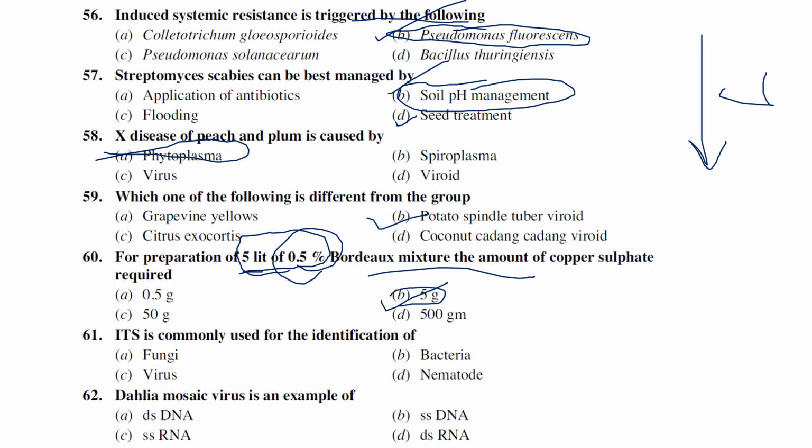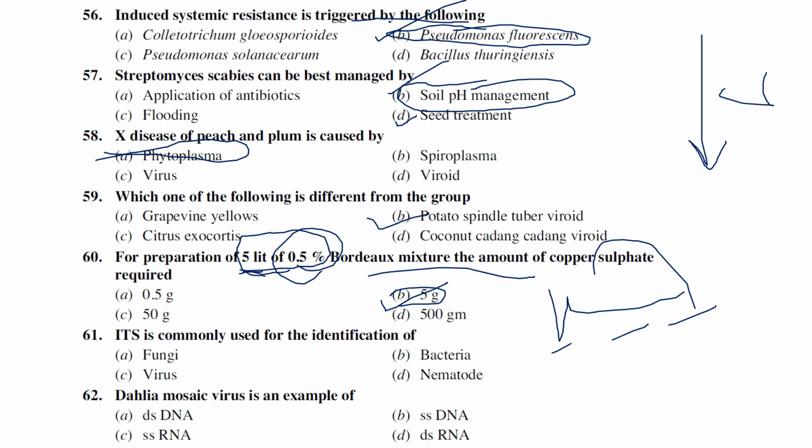Generally they are preparing for 5 liters, right? So you just think about it. The composition of Bordeaux mixture is 1:1:100: 1 kilogram of copper sulfate, 1 kilogram of hydrated lime, 100 liters of water. For 100 liters, 1 kilogram is required. So if it is 1 liter, we require 1 gram, right? So if it is 5 liters, we require 5 grams. Very simple.